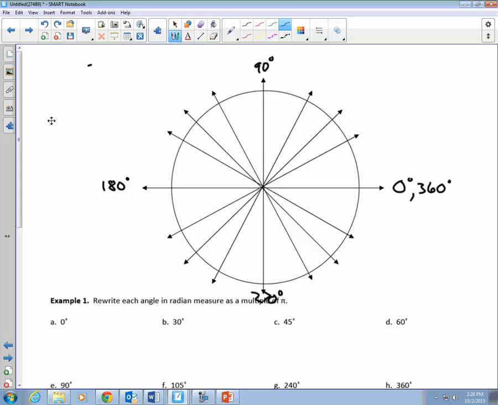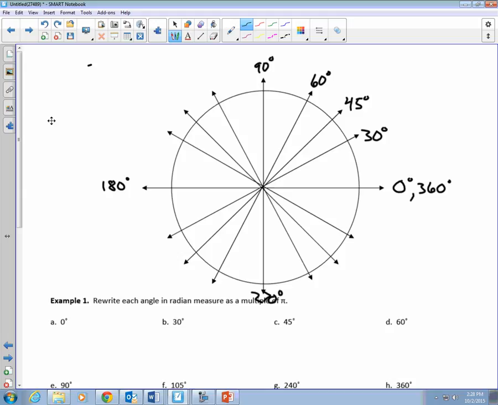Okay, divide 90 by 3, what do you get? 30. 60. Divide 90 in half, what do you get? 45. So any angles that are factors of 30, 45, 60, and 90, we're going to place along this chart. And this chart is really, really important. We're going to use it a lot, okay?